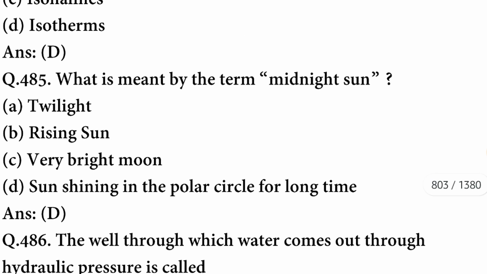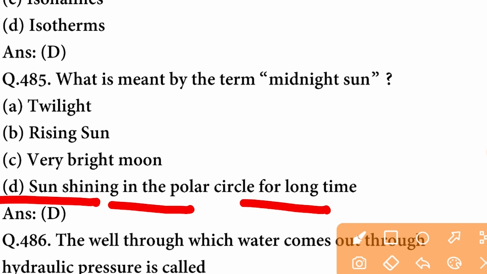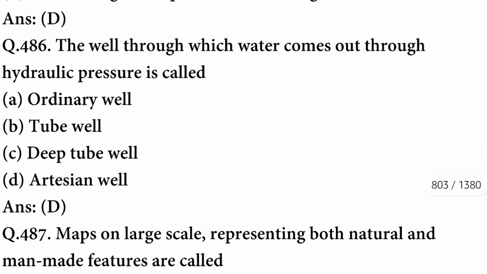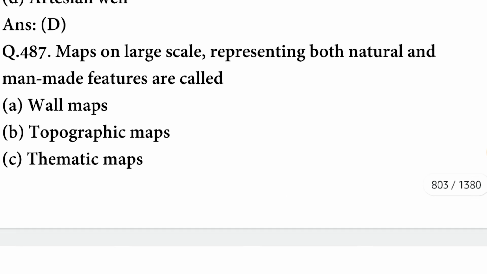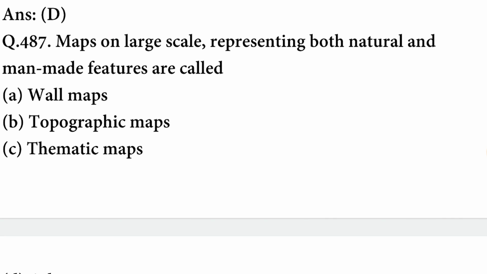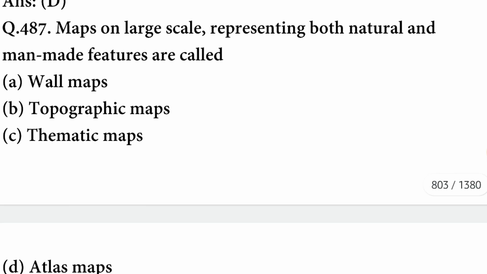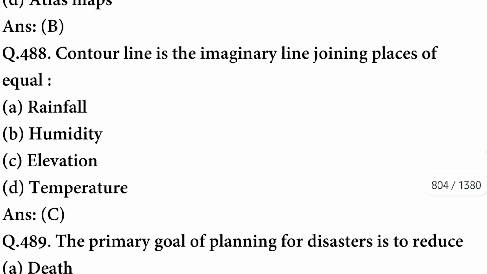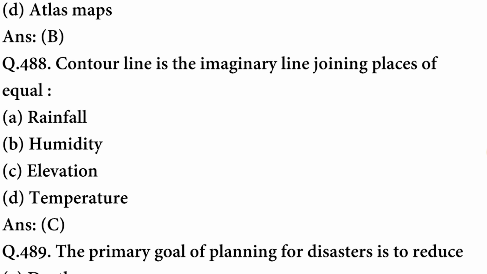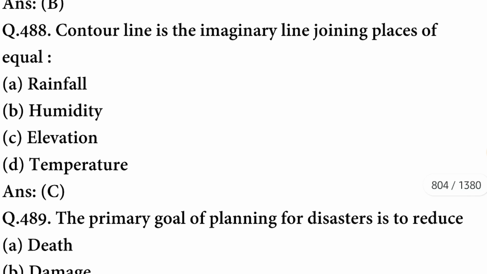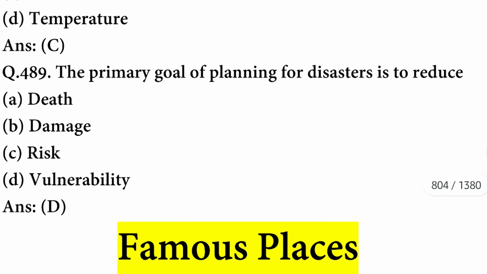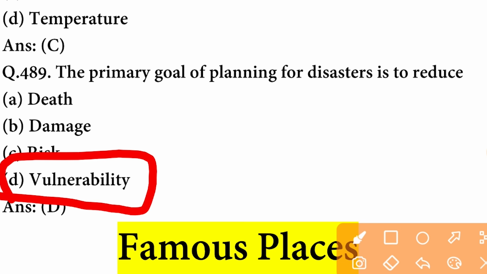The option is correct. What is meant by term midnight sun? The term midnight sun means the sun shining in the polar circle for a long time. The option is correct. The well through which water comes out through hydraulic pressure is called artesian well. The option is correct. Maps on large scale representing both natural and man-made features are called topographic maps. Contour line is the imaginary line joining places of equal elevation. C option is correct. The primary goal of planning for disasters is to reduce vulnerability. The option is correct.